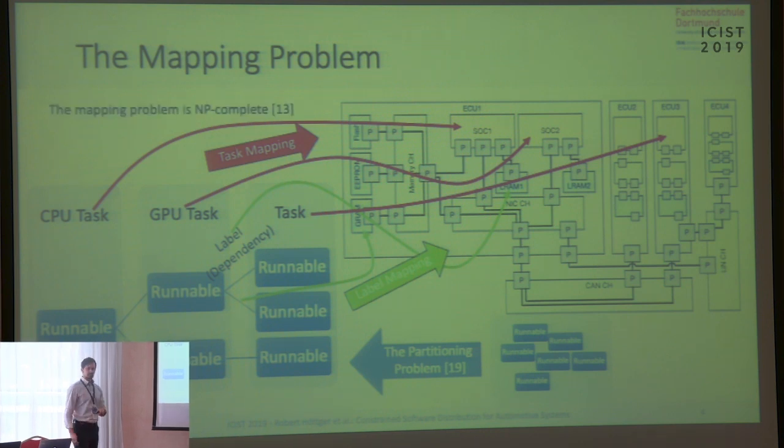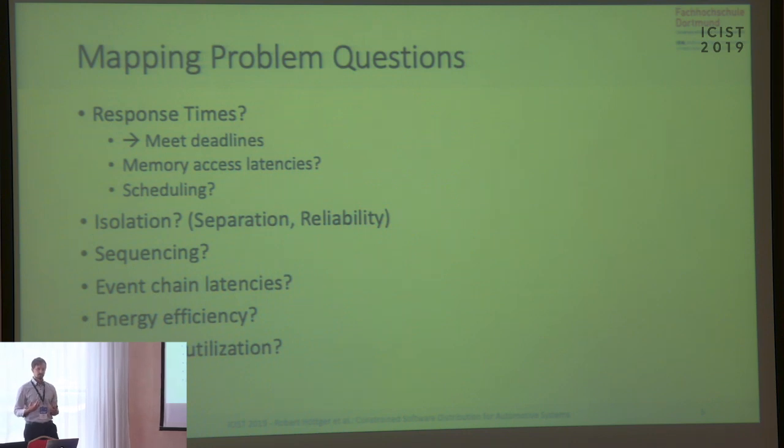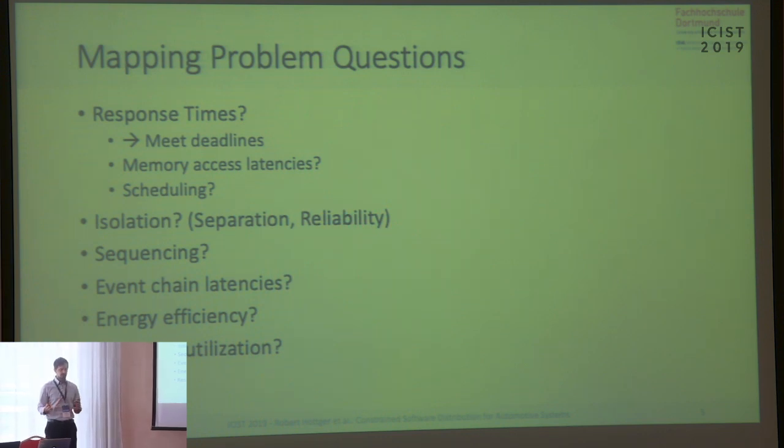And this kind of generic mapping problem has been already studied years ago, and it's an NP-complete problem. So it's not solvable within polynomial time. So we need solvers or appropriate mechanisms to solve this problem. And when trying to solve this problem, a lot of questions occur. So how to derive the response times? How do we ensure that the deadlines are met? How do we ensure that we utilize the given resources as much as possible? And what about energy efficiency?